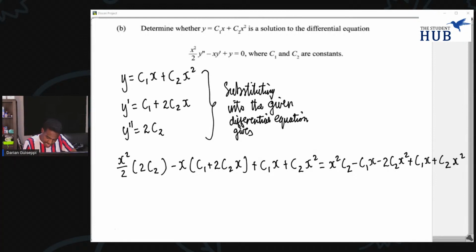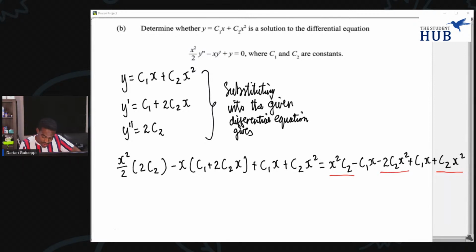And let's see who cancels off with who. What we see in here, you have an x squared here. Watch this. And you have an x squared here. And then you have negative 2x.